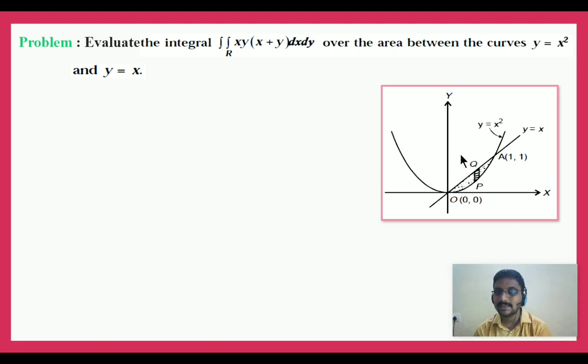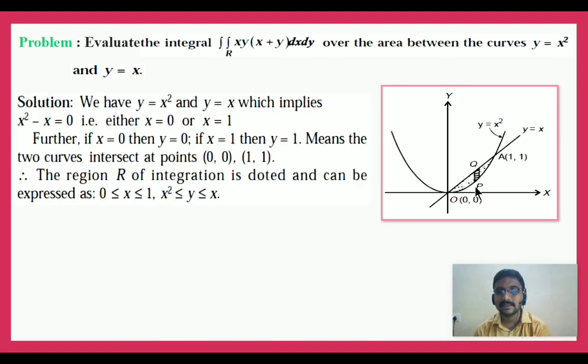In this closed region, we have to draw a strip. The strip is drawn parallel to the y-axis to get the y limits. The limits of y must be variable limits in terms of x, because the strip is drawn parallel to the y-axis. The lower part of the strip touches the curve y equal to x square, but the upper part of the strip touches the line y equal to x. Thus y limits are obtained: y varies from x square to x. And for the x limits, the ordinates are 0, 0 and 1, 1.